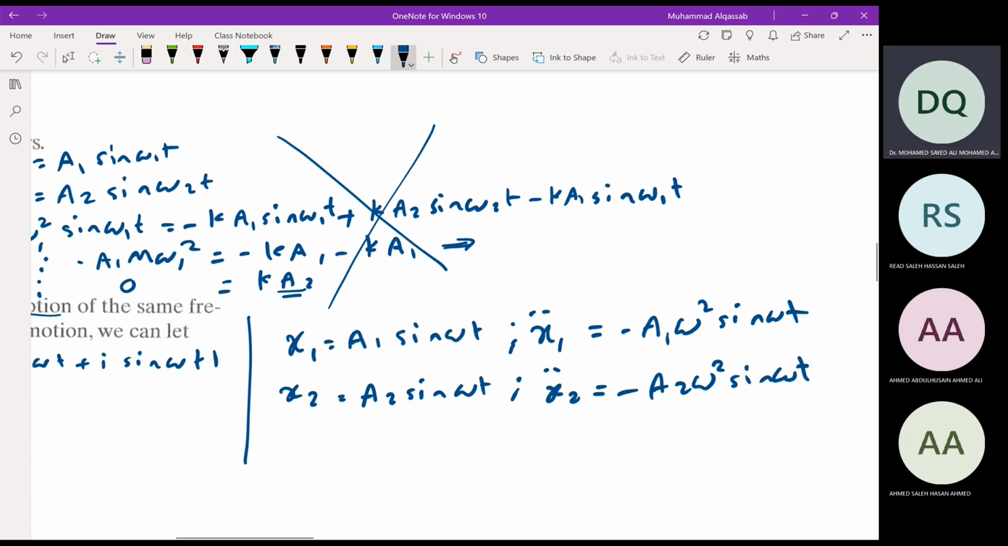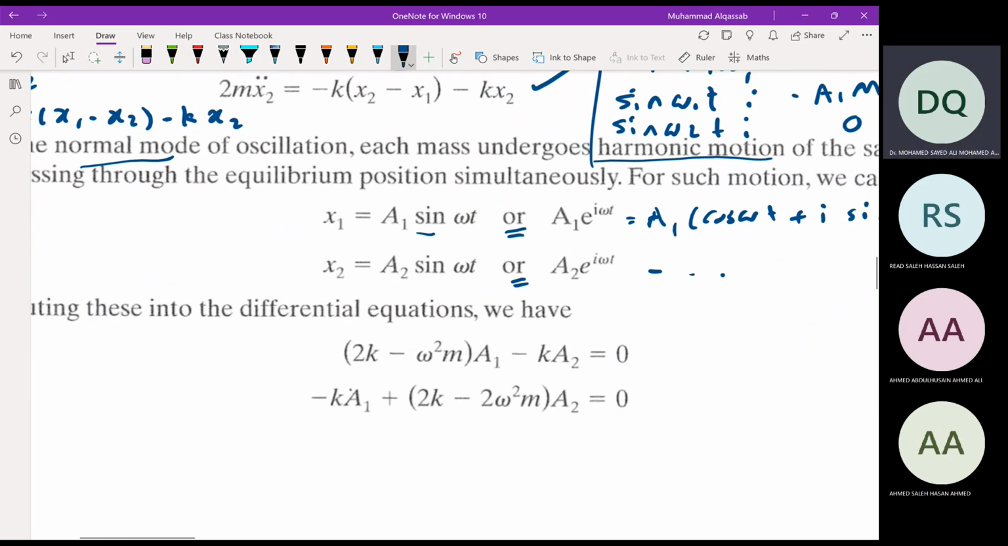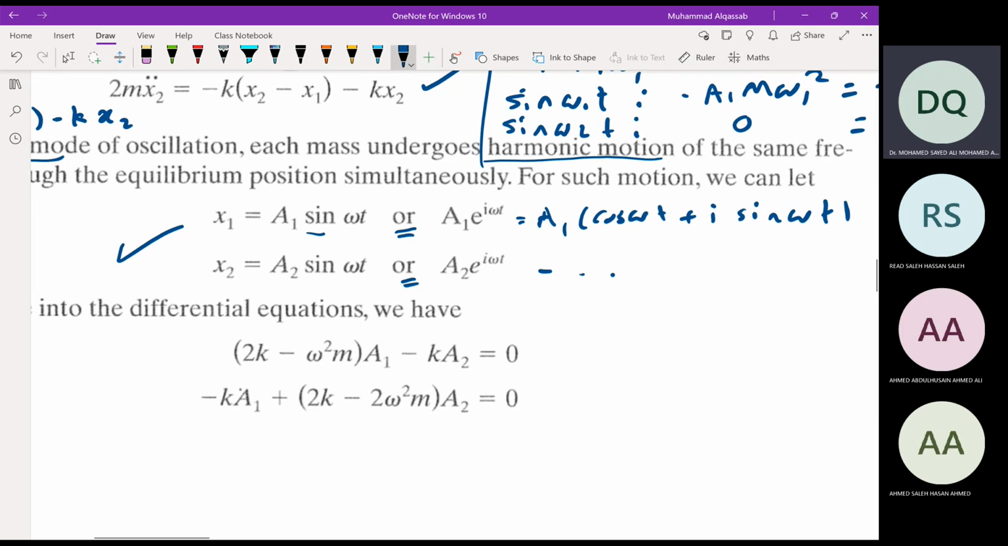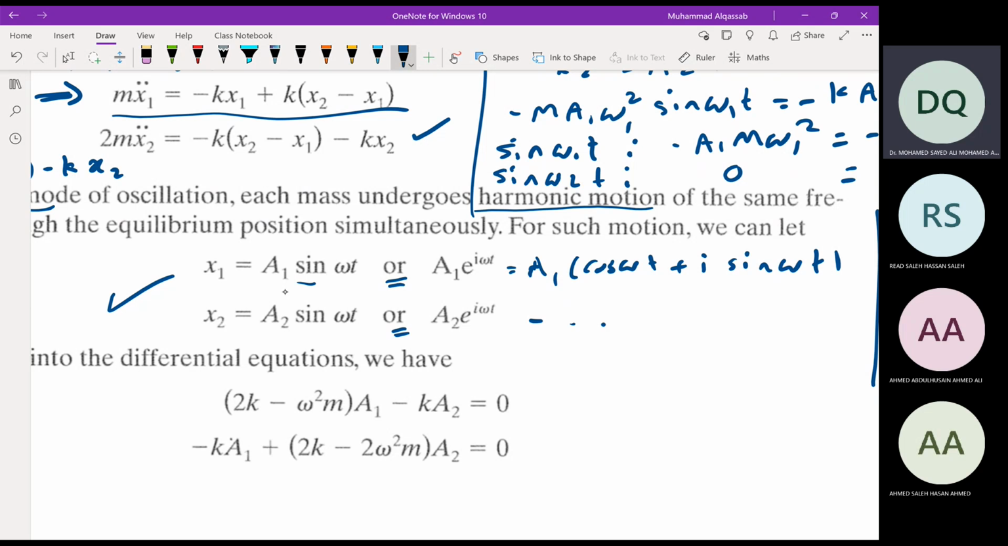Okay, so using this assumption of x1 and x2, this is correct. When you substitute, you can see that sine omega t will cancel out. Substituting in the first equation, it cancels out, and you get 2k minus omega squared m times A1 minus k times A2 equal to 0. And the second equation will give you minus k A1 plus 2k minus omega squared m times A2 equal to 0. Those two equations.